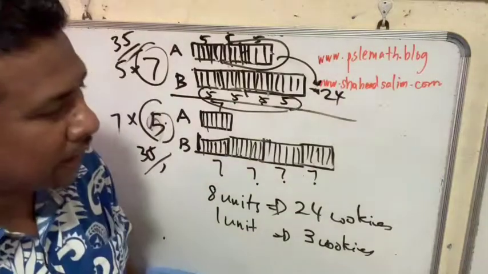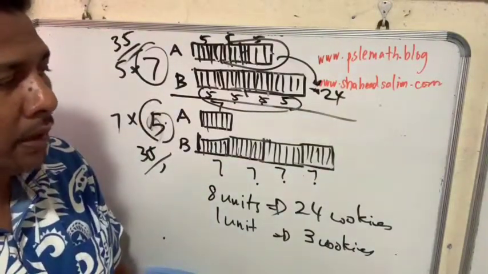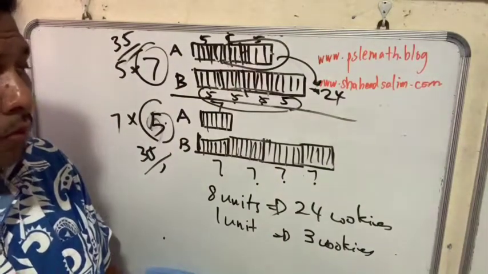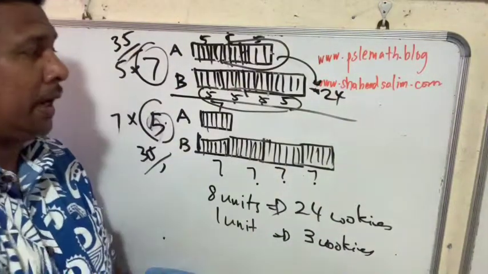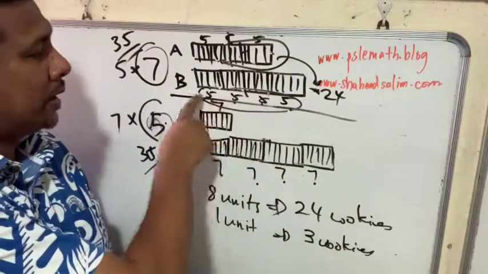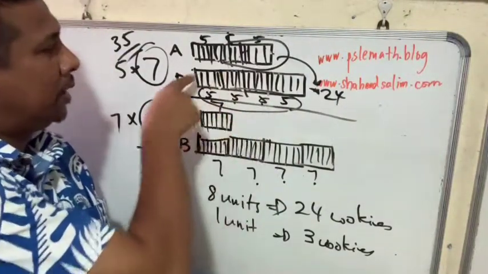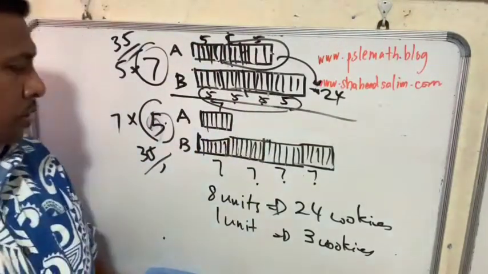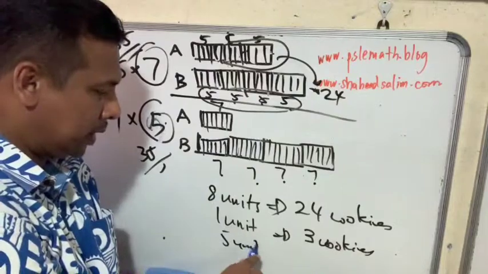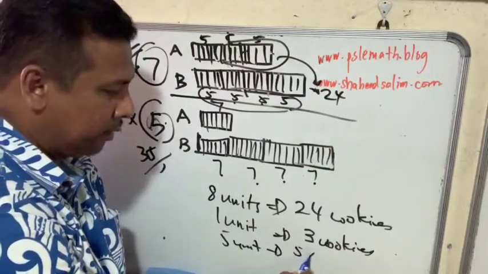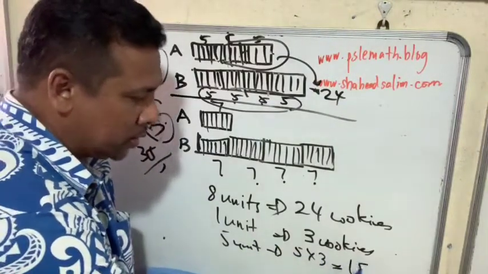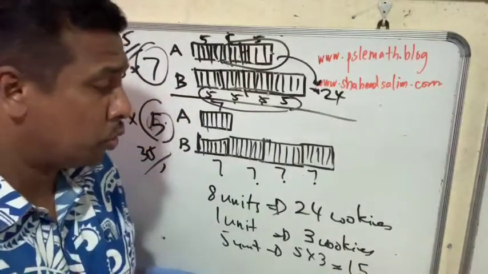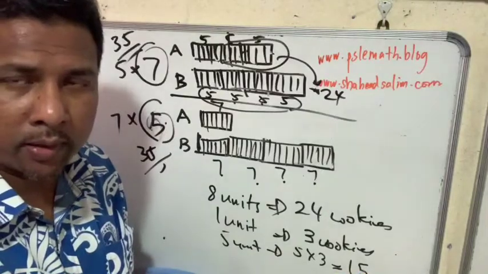So if you want to find how many more cookies were there in jar B than jar A at first? At first, there's 20 in jar B, and in jar A, there's 15. There's 5 more. So 5 units would be 5 times 3 equals 15, and this is your answer. Now this is method number 1. I will show you the ratio method now.